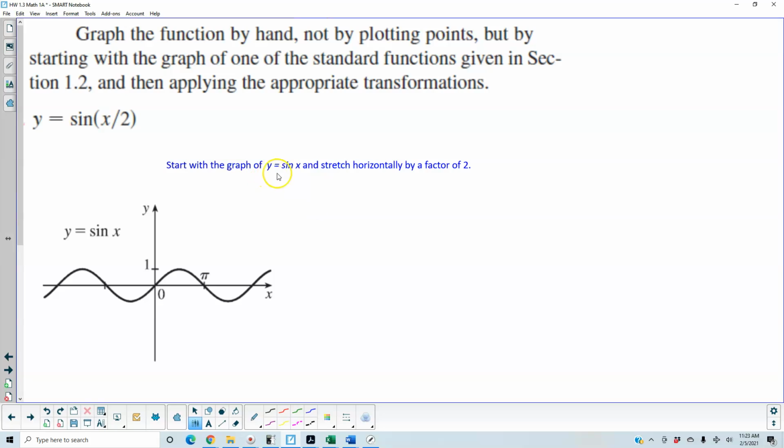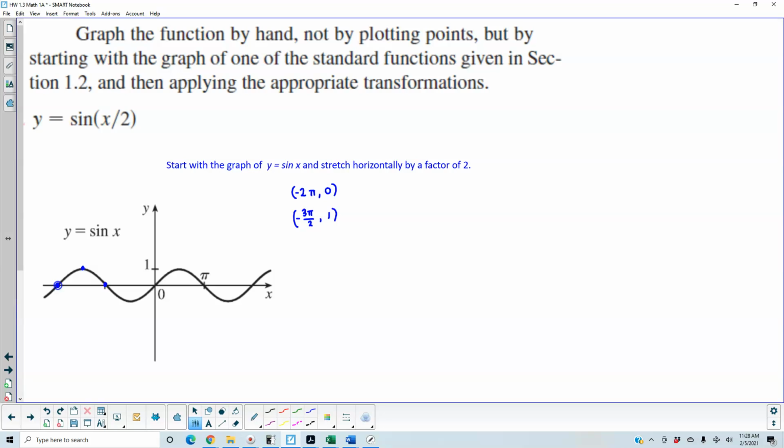So starting with the graph of y equals sine of x, we're going to stretch horizontally by a factor of 2. So that means we need to multiply each x coordinate by a value of 2. If we look at the points on our graph here, this is going to represent negative 2 pi and then 0. And then here, this is going to represent negative 3 pi over 2, 1.